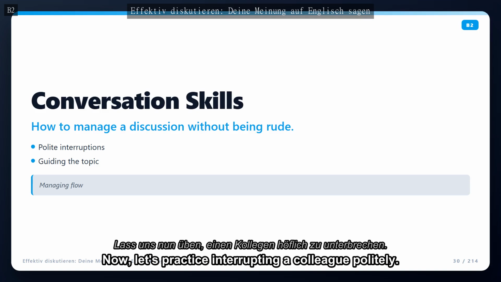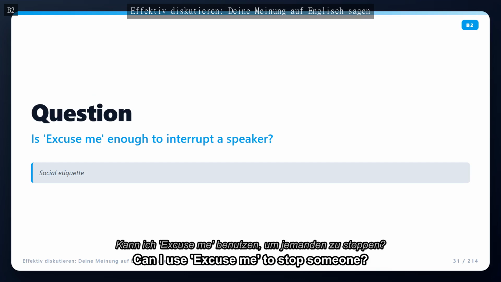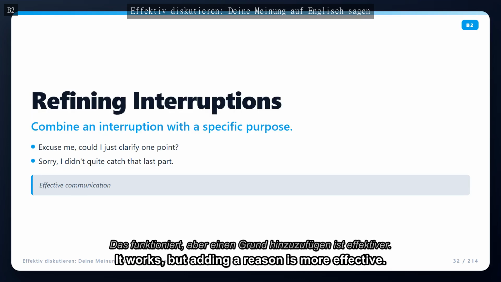Now, let's practice interrupting a colleague politely. Can I use excuse me to stop someone? It works, but adding a reason is more effective.